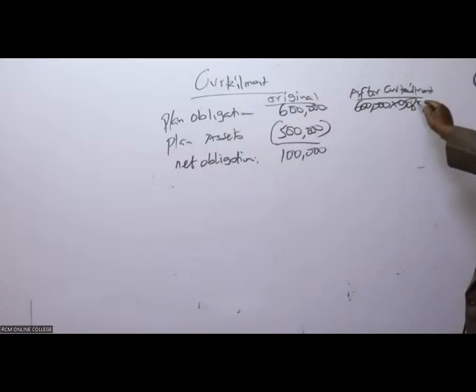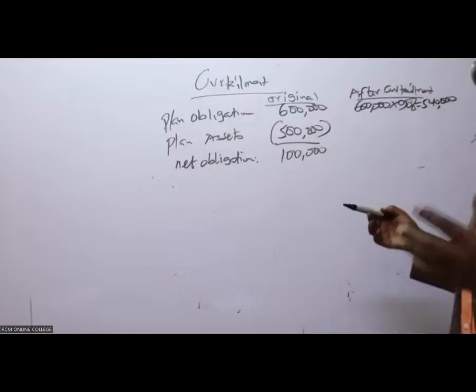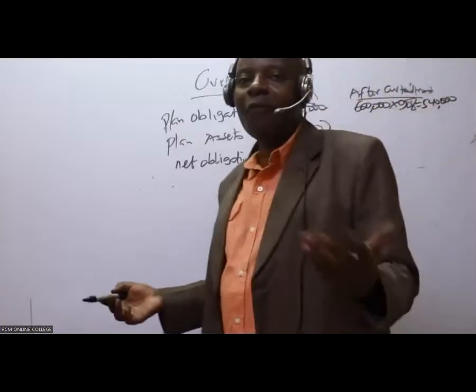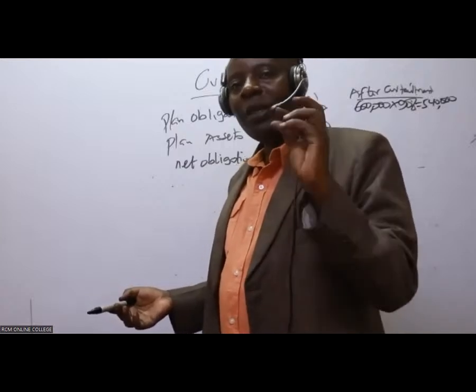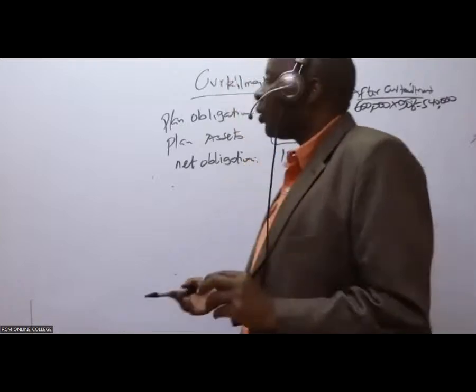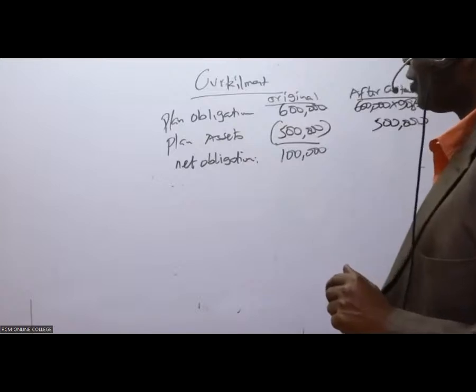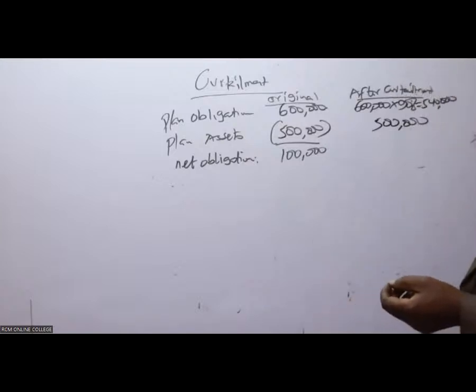Somebody is telling me that it is giving us 540,000. Remember, assets were not being affected. It's only the obligation that has reduced here upon curtailment. So the assets are going to remain still the same, 500,000.